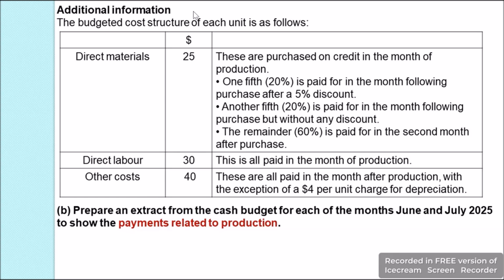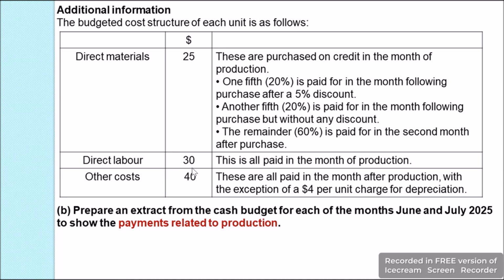Furthermore, we have additional information which states that the budgeted cost structure of each unit is as follows. Direct material, which is $25 per unit. The direct material is purchased on credit in the month of the production. 1/5, that is 20%, is paid in the month following the purchases after a 5% discount. Another 1/5, that is again 20%, is paid in the month following purchases but without any discount. The remainder, that is 60%, is paid for in the second month after purchase.